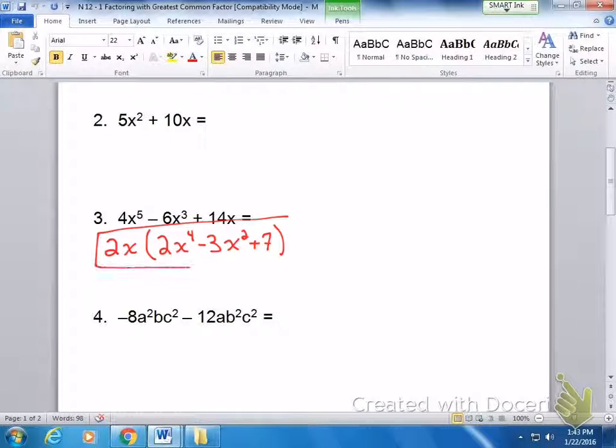There's your answer. Now you can also check this with distribution. You might want to check your numbers, 2, 3, and negative 3 and 7. There's nothing else I can do, so I'm finished. Let's move to number 4.